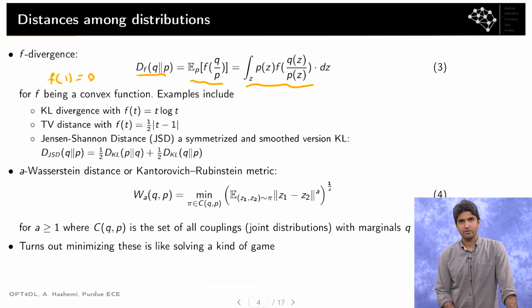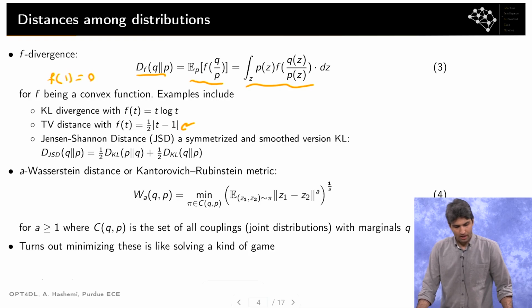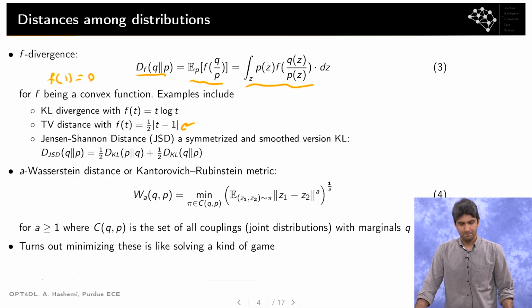The total variation distance, this is another distance that we talk about, is also an example of an f-divergence, so this can be described by a convex function. Another notion, which is also quite popular, especially in the context of training generative adversarial networks, as we're going to talk about, is the Jensen-Shannon divergence. The idea is that this is basically a symmetrized or smooth version of KL divergence.